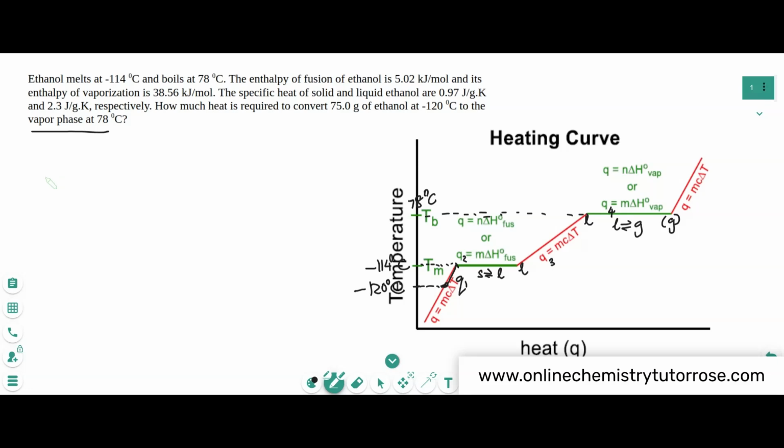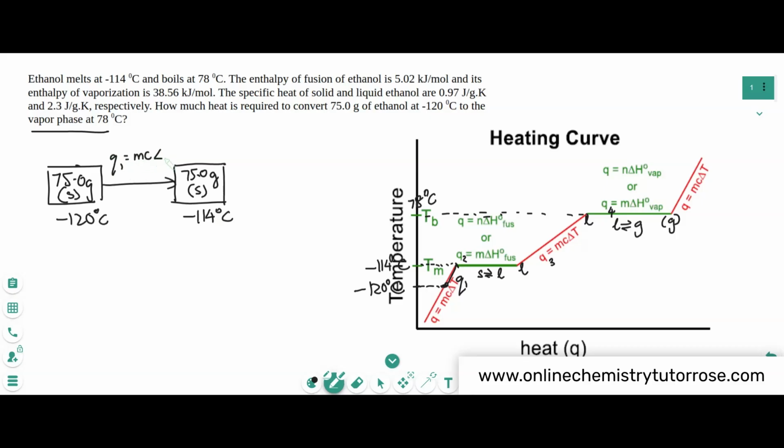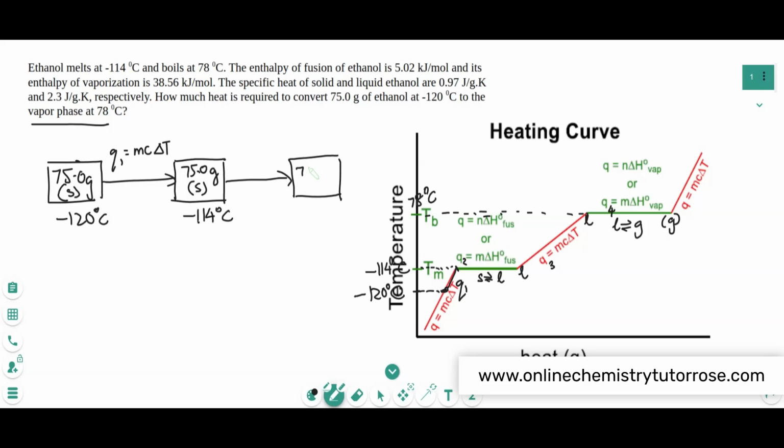So let's break this process into steps. We have 75 grams of ethanol at negative 120 degrees Celsius in the solid state, and you want to increase the temperature of 75 grams of ethanol to its melting point, negative 114 degrees Celsius, energy Q1 equals mc delta T. Next, you want to convert the solid into the liquid at its melting point. The energy needed for this, Q2, is mass times enthalpy of fusion. Notice that there's no change in temperature, only a change in phase. Once it's completely turned to liquid, we need to raise the temperature of the liquid all the way to its boiling point.